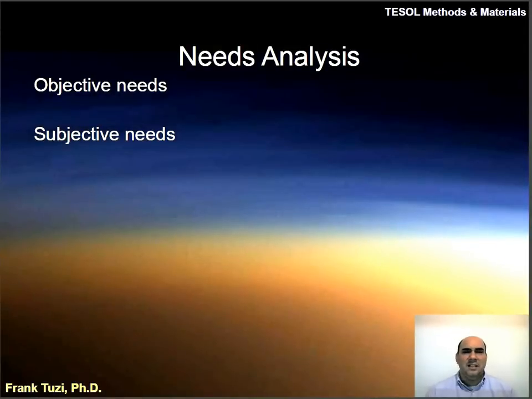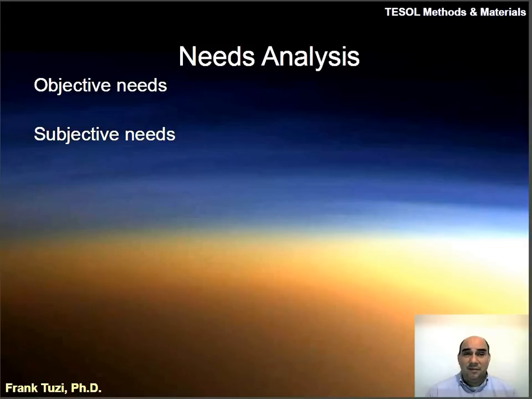Now we have objective needs analysis. That's the stuff that the school requires, that the students want to be able to do. Those are just objective requirements. By the end of the semester, the students are going to be able to complete A, B, C, and D. They're going to be able to master A, B, and C.